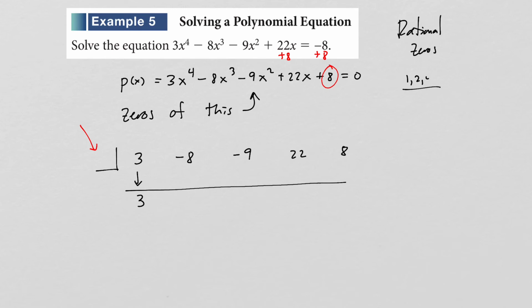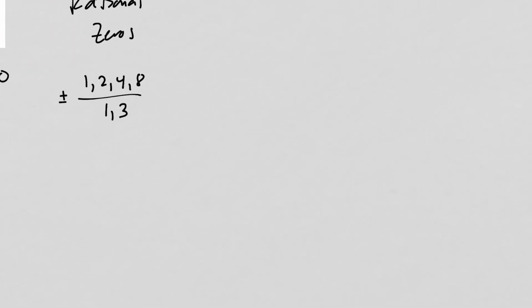1, 2, 4, and 8 are the factors of 8. And we have to divide that by the factors of 3. And the factors of 3 are 1 and 3. These are all of our possibilities. Now you can write all those out.